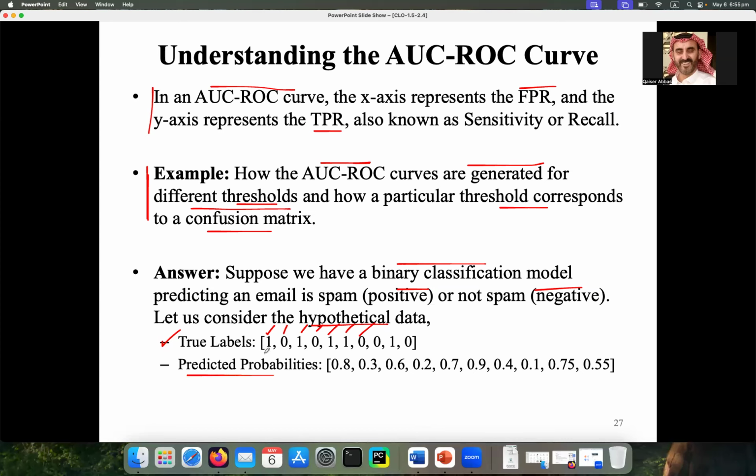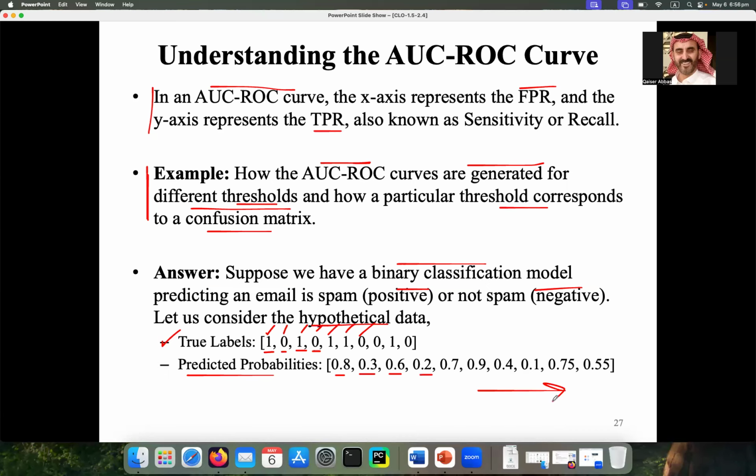And the probabilities for these data points: here the probability value is 0.8, for this the probability value is 0.3, for this the prob value is, I will say prob, because I am finding it difficult to say probability again and again. This 1 has 0.6, this 0 has 0.2, and so on. You can assume this data yourself, or it would be given to you.